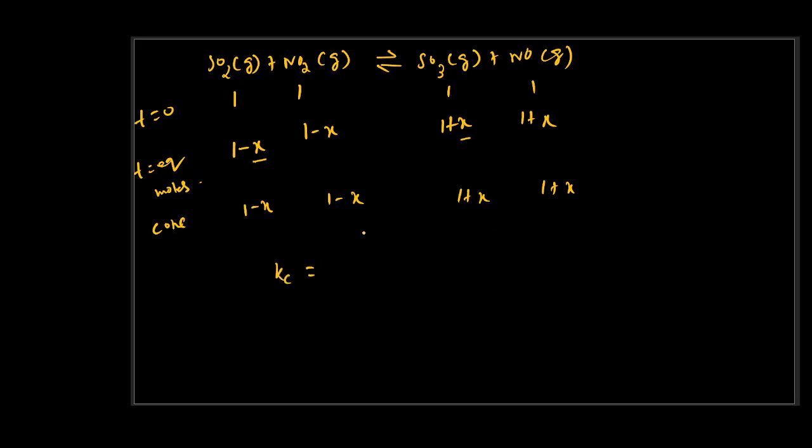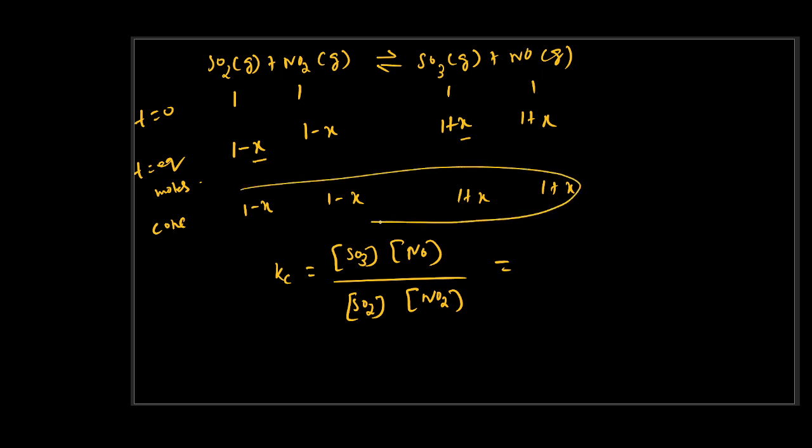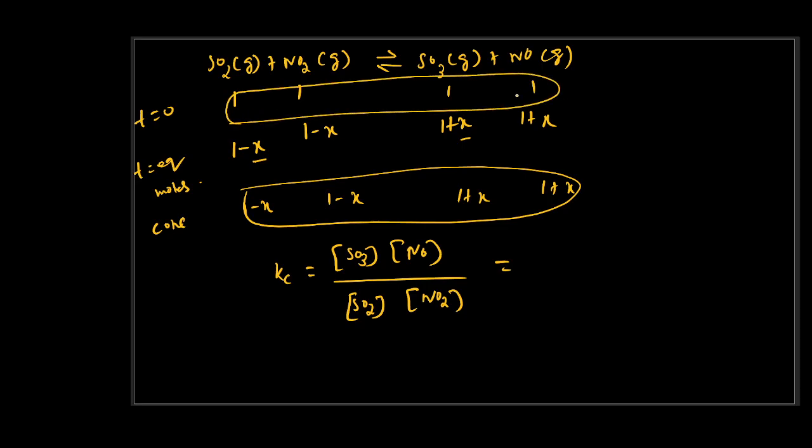So what will be the Kc? Kc will be the concentration of product divided by the concentration of reactants. So we are only taking the concentrations at equilibrium. The equilibrium constant Kc does not depend on the initial concentrations. That's what we studied about the dependency of the equilibrium constant. It does not depend on the initial concentrations.